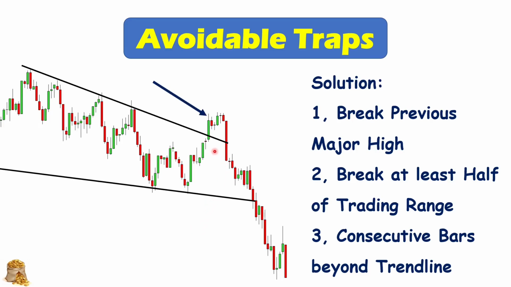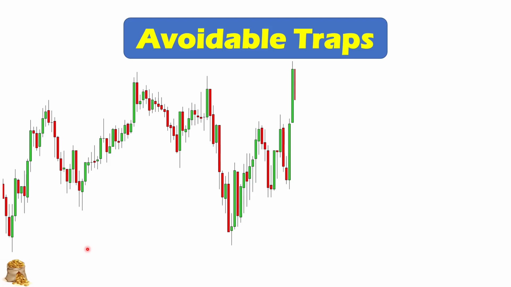In this case, we can see there's only one bull bar breaking the trend line here. That is why the break is not strong enough. Take this chart for example.